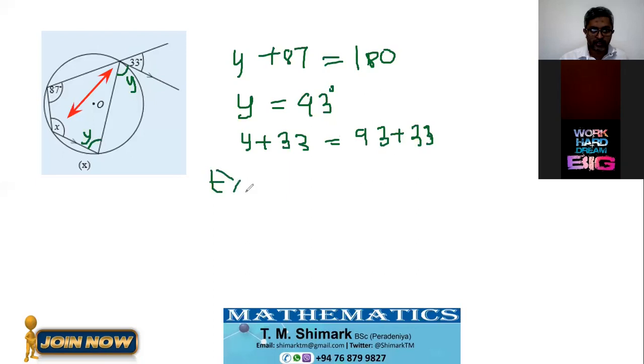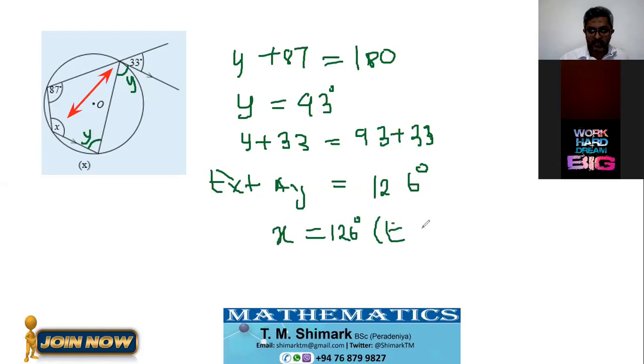So exterior angle only I am going to find out. It's going to be 93, 3 plus 3 is 6, 126. 126 is the correct answer. So exterior angle is equal to the interior opposite angle. So x equals 126. Reason is going to be the exterior angle theorem.